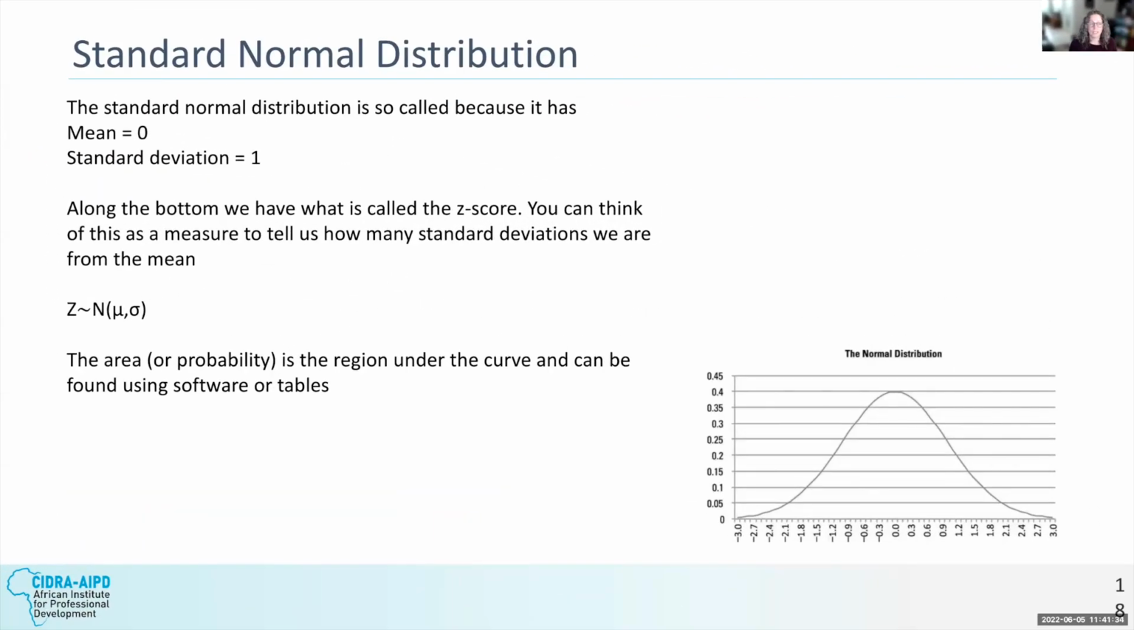The standard normal distribution is so called because it has a mean of 0 and a standard deviation of 1. So along the bottom on this drawing here, you can see what we call the z-score. And we think of that as a measure to tell us how many standard deviations we are from the mean. So you can see here we would go to 1 standard deviation from the mean, here would be 2 standard deviations, and here 3. And you can see just looking at this picture that within 3 standard deviations of the mean, that's pretty much all of the area covered right there. We would write that as z is normally distributed between mu and sigma. And again, the area, the probability, is the region under the curve and can be found using software or tables.